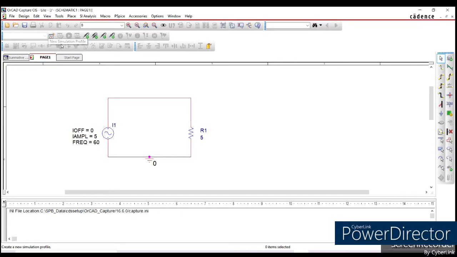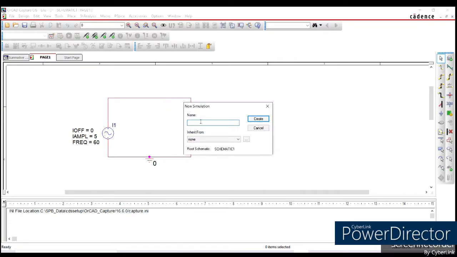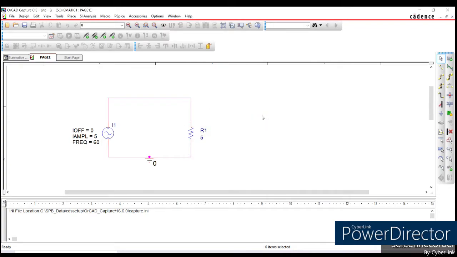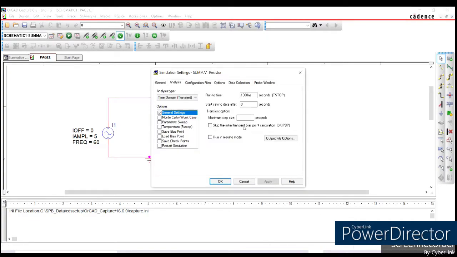After that, we have to click New Simulation Profile and let's have our name as Summative Assessment 1 resistor, because this is for the resistor circuit. And then let's create the simulation profile. There will be a pop-up here, so we will be adding the run to time.